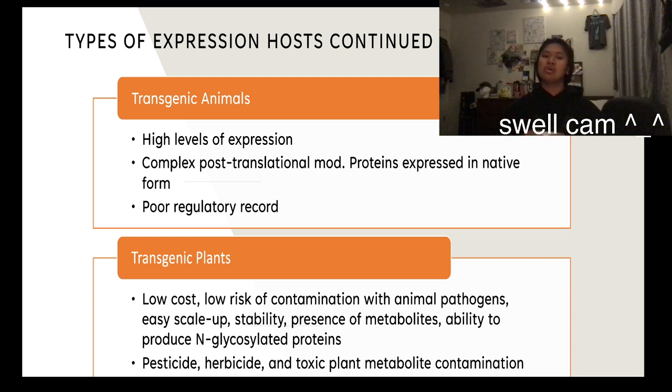And along with transgenic animals, there are also transgenic plants, which are low cost and have low risk of contamination with animal pathogens since it is a plant cell. They are easy to scale up, have stability, and they do have the presence of metabolites, but are also able to produce N-glycosylated proteins. And pesticides, herbicides, and toxic plant metabolites are a consideration for contamination.